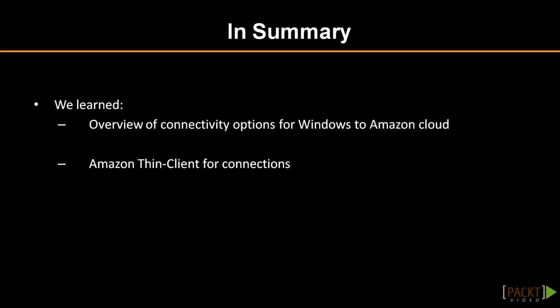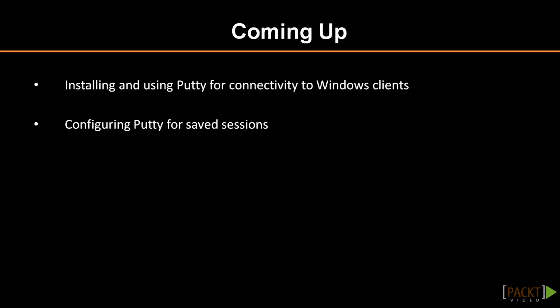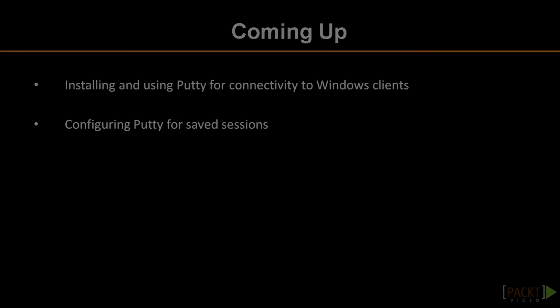So to summarize, we gave you an overview of the connectivity options you have for connecting to Amazon Cloud instances through Windows. We showed you the Amazon Thin client for connections. Coming up, we're going to be talking about the preferred method, which is installing and using PuTTY. PuTTY is your native tool for connecting to Amazon Cloud instances. We will install PuTTY on your client workstation, and we'll show you how to configure PuTTY for saved sessions so you can continue logging onto your instances using PuTTY on a daily basis.